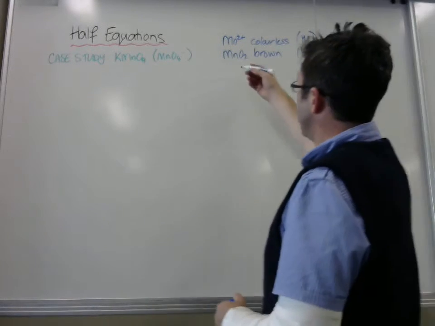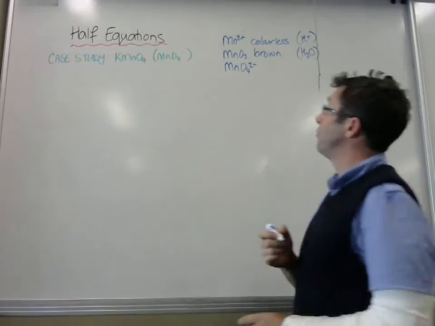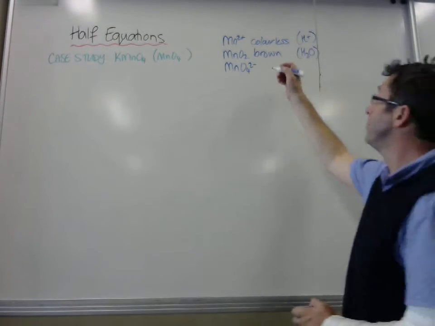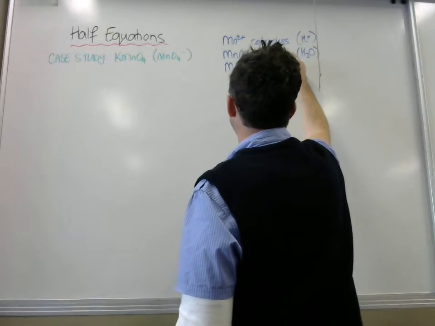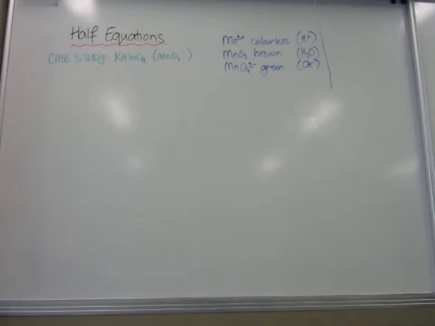And the last one is pretty cool. It goes to this stuff here, MnO4 2-, which is green. And that only happens if you put lots of hydroxide ions there first. Okay, so I need to be able to write half equations for each of these. But first I need to know, by doing experiments, what happened.